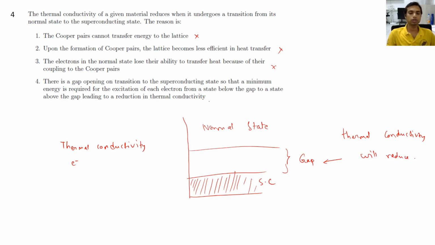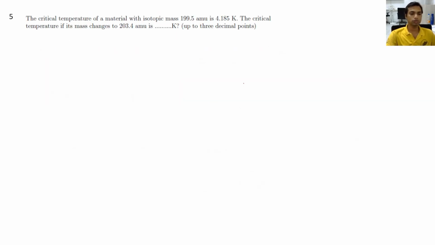So this is your correct answer. Let us go to the next question now. The critical temperature of a material with isotopic mass 199 atomic mass unit is 4.185 Kelvin. The critical temperature if its mass changes to 203.4 atomic mass unit is dash Kelvin.